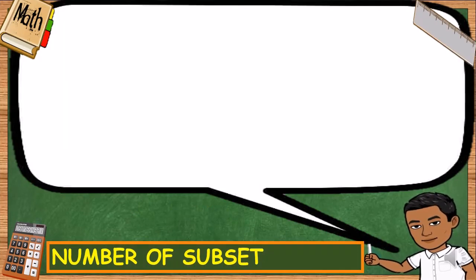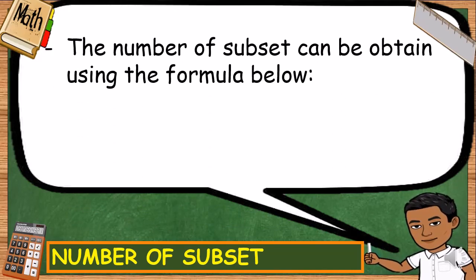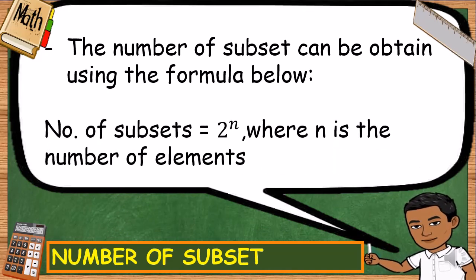To determine the number of subsets in a given set, we can use this expression or equation. The number of subsets can be obtained using the formula below. Number of subsets is equal to 2 raised to n, wherein n is the number of elements. So, yan yung formula natin to get the number of subsets in a given set. Yung n dyan, tumutukoy sa number of elements. So, balikan natin yung example natin kanina. Kanina, ang nabilang nating subset ay 8. So, using this formula, check natin kung 8 talaga yung subset.